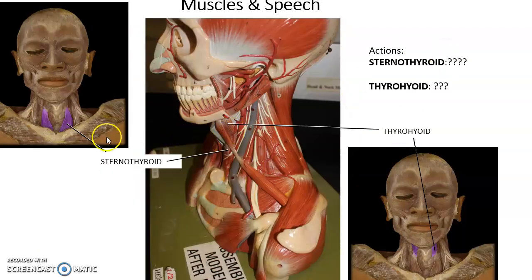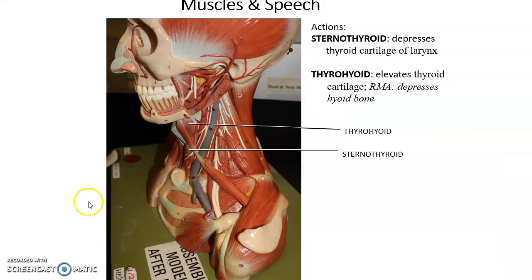All right, then we have the sternothyroid muscle going from the sternum to the thyroid cartilage, way down here. And the thyrohyoid muscle going from the thyroid cartilage to the hyoid bone. The sternothyroid is going to depress the thyroid cartilage of the larynx. The thyrohyoid elevates the thyroid cartilage, which thereby elevates the larynx.